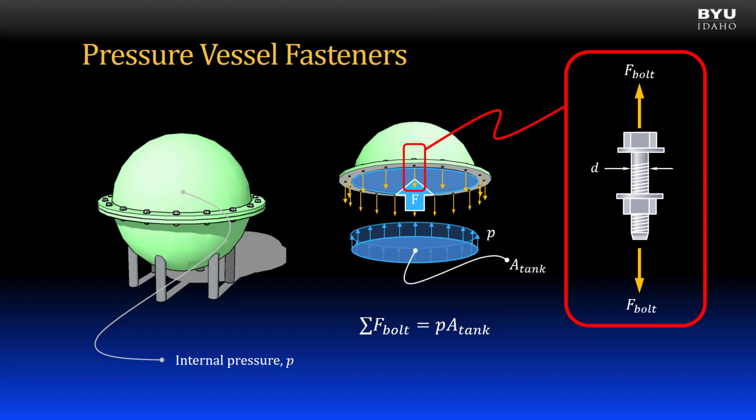Since the bolts are behaving as axially loaded members, the stress equation sigma equals force divided by area applies. If the allowable normal stress in the bolts is known, the allowable tensile force on a bolt can be determined.